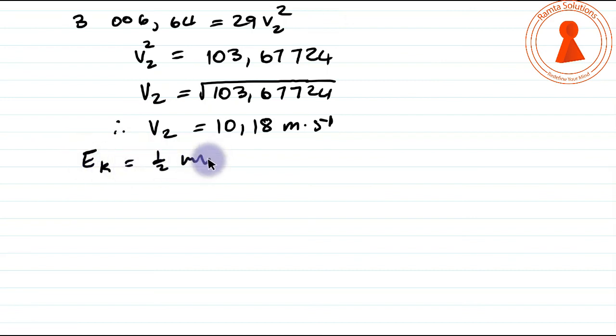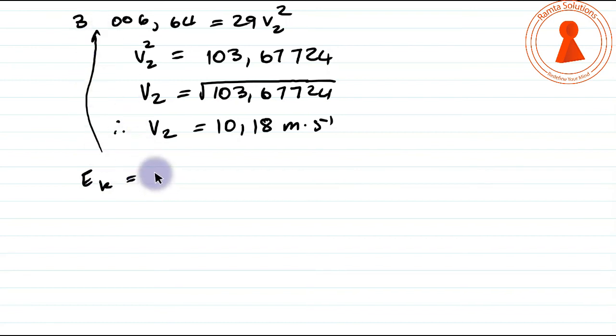Half mv squared would be half into 59 into... I think somehow I found it, so no, let me not do this. We can say EK equals 3006.64 joules. So thank you guys. So this was our EK.